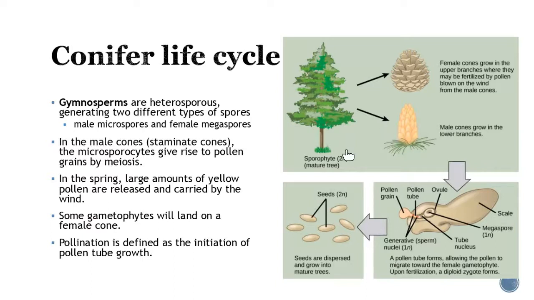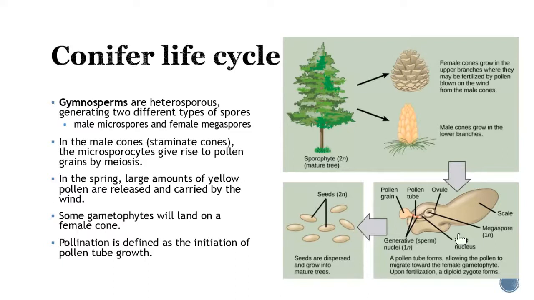Now, think about springtime. Oh, spring. You start to see large amounts of yellow pollen being released. So pollen is just tree sperm, all right? So what happens is the wind blows and all that tree sperm goes in the air, and then it's going to go and land on the female cones. So some of them will land there.